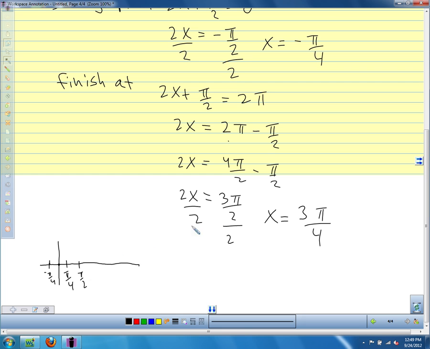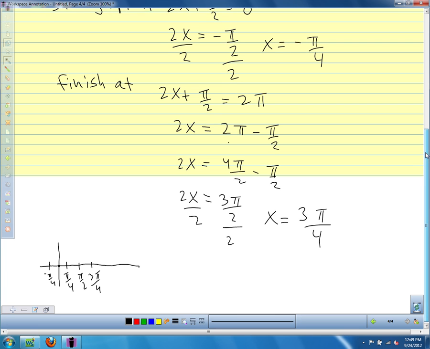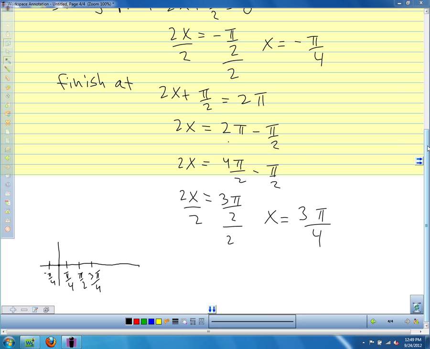And finally, my last point, if I add pi over 2 plus pi over 4, I end up at 3 pi over 4. And that's where I'm stopping. That will give me one full period. And I'm just going to plug these points into my function now.